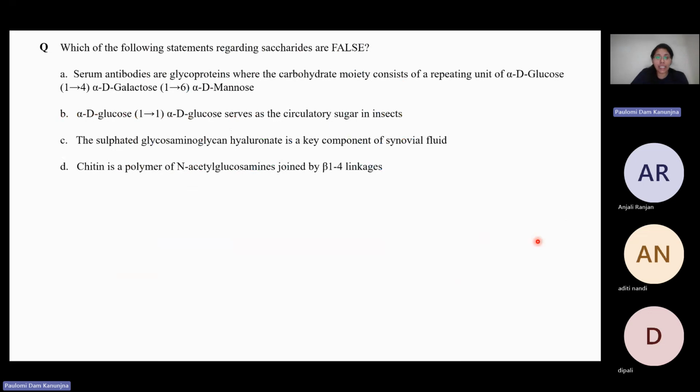Right. So, like I said, I'll give you the questions, and from the questions, we'll discuss the several examples and the different molecules. Which of the following statements regarding saccharides are false? Serum antibodies, alpha-D-glucose and different components. First, you give an attempt, and then we can discuss. In the meanwhile, do let me look into your question about configuration and conformation.